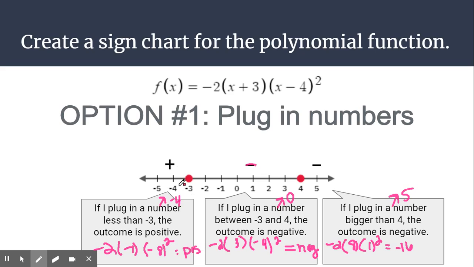So we are picking numbers that fall in the interval. Okay, notice I did not pick the zeros themselves. I picked numbers in the interval, plugged into the equation, and decided whether the outcome was positive or negative. The actual number that you get out when you plug in isn't as important as the sign, right? That we're making a sign chart. All right, so that is one option. Let's take a look at the next option.